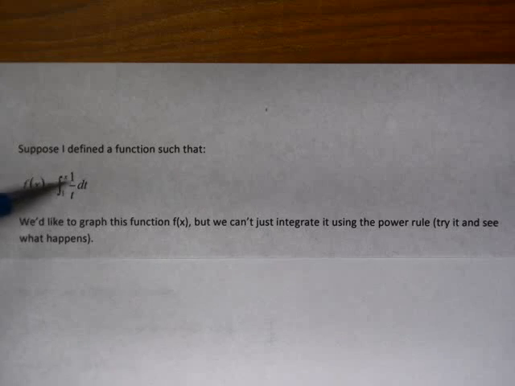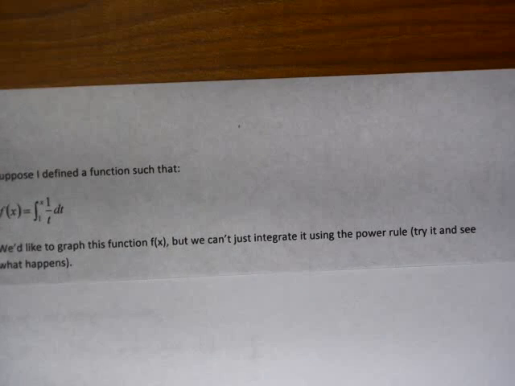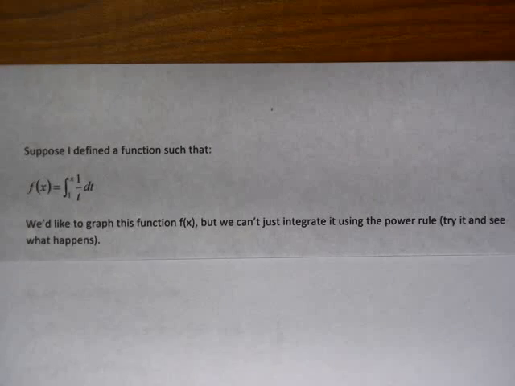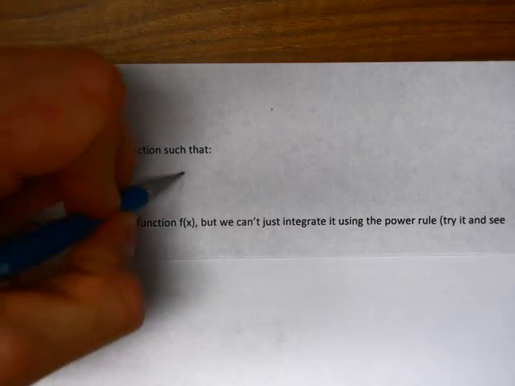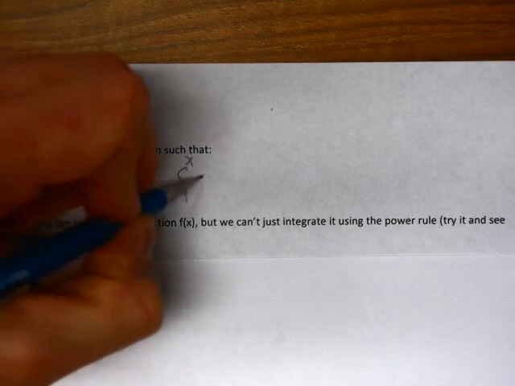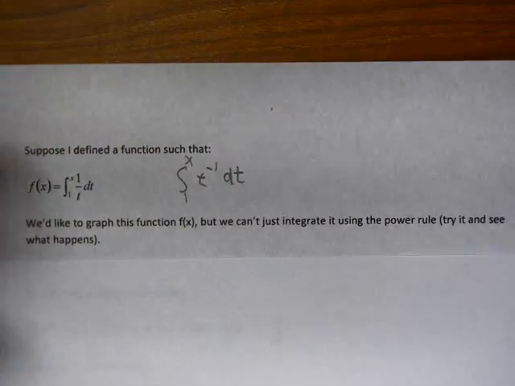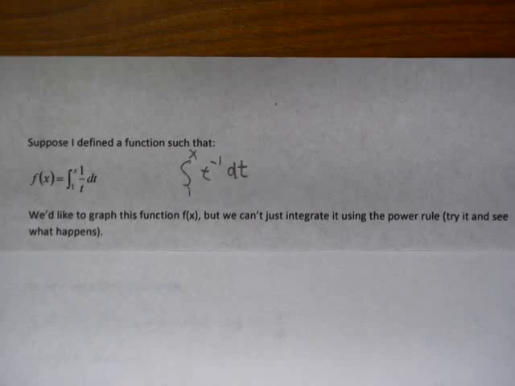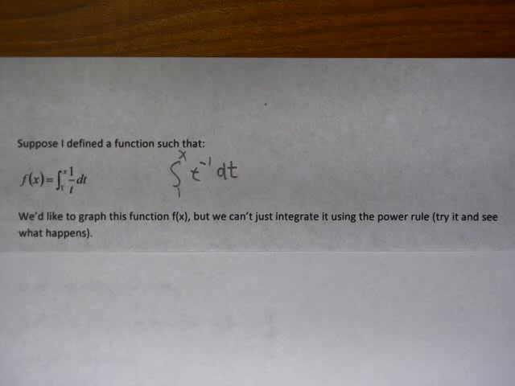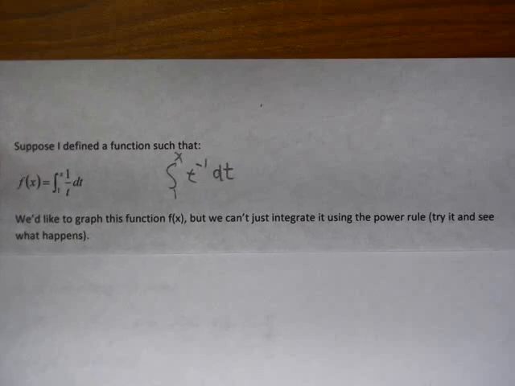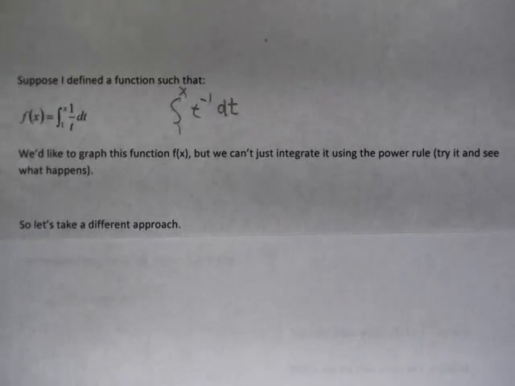Unfortunately, I can't just integrate this using the power rule. Try it and see what happens. If you rewrote this as the integral from 1 to x of t to the negative 1 dt, and you use the power rule to integrate that, try that and see what you get. It doesn't work. It doesn't give us the result we're looking for. So I'm going to take a different approach.